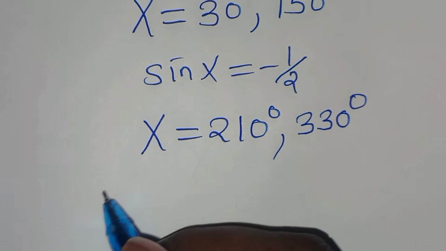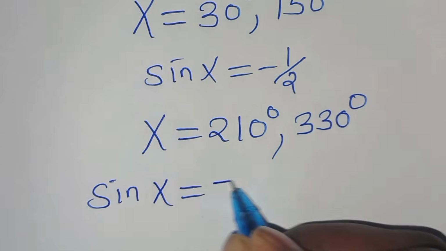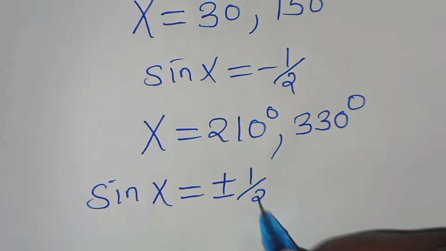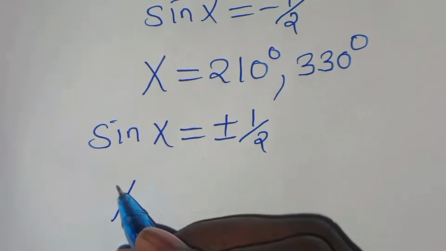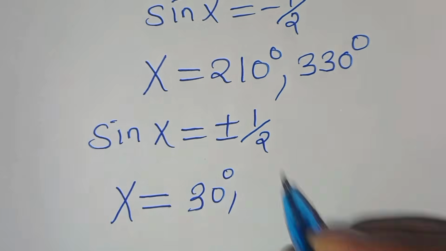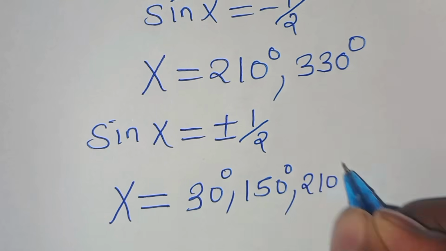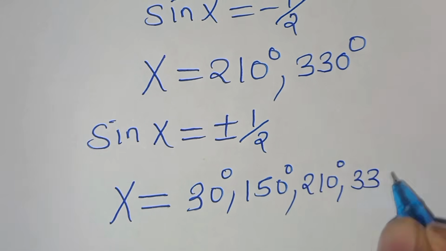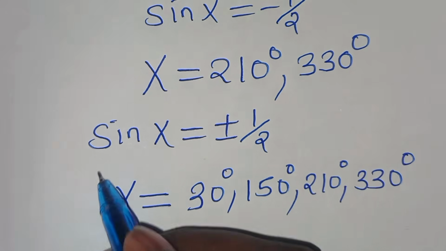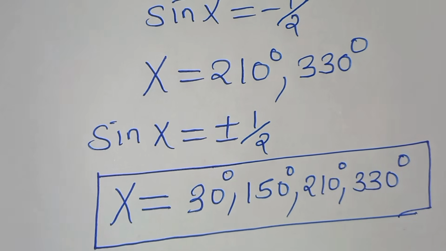So this means that for sine x equal to plus or minus a half, we have the values of x, or the angles for x, as 30 degrees, 150 degrees, 210 degrees, and 330 degrees. So these are the solutions to this trigonometric problem.